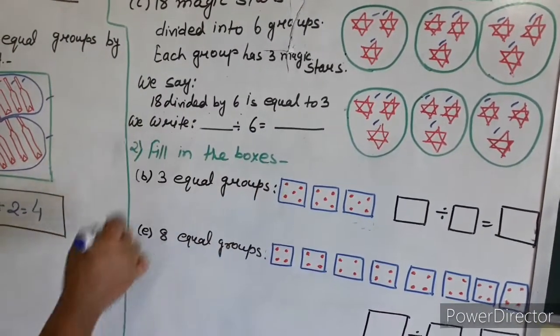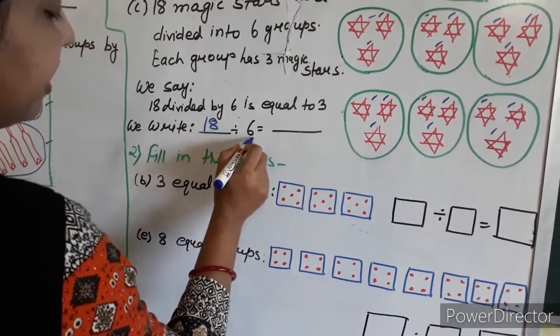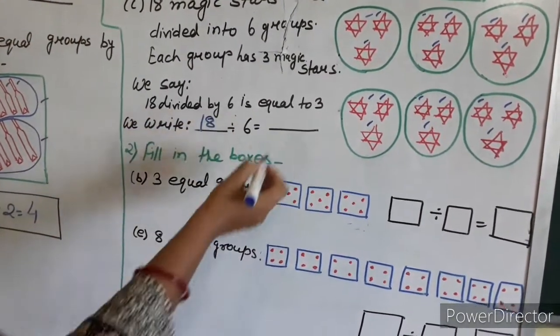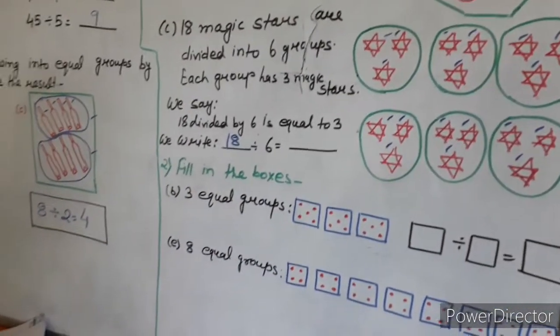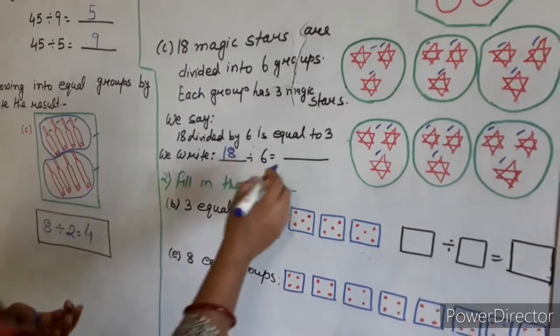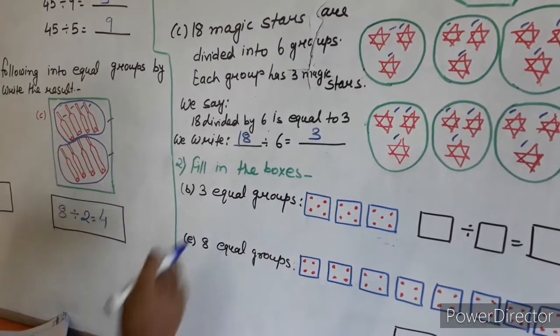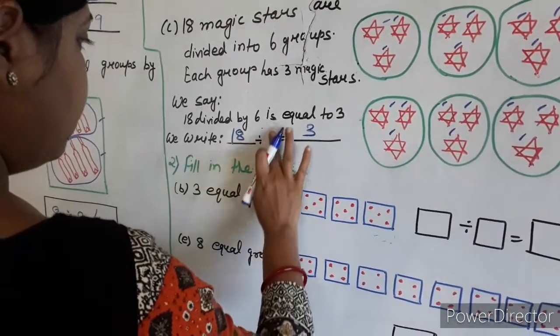So we can write here 18 divided by 6. If you count the table of 6, 6 1 is 6, 6 2 is 12, 6 3 is 18. Okay, that is okay.